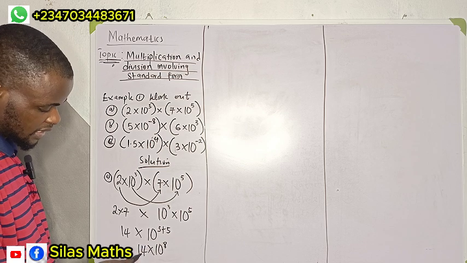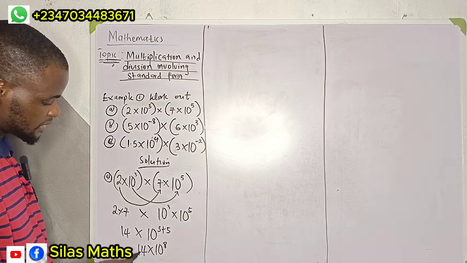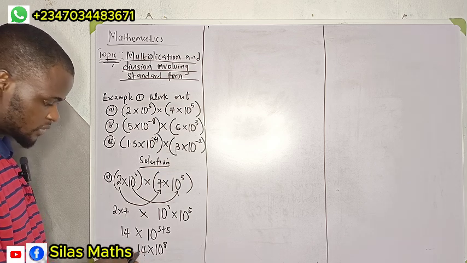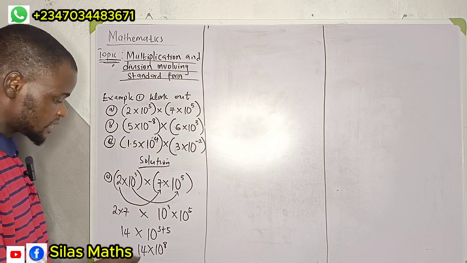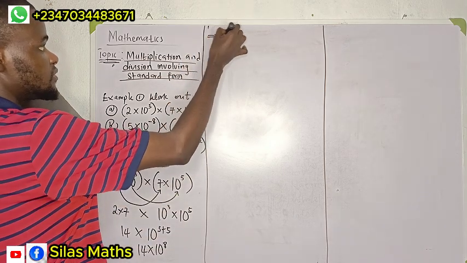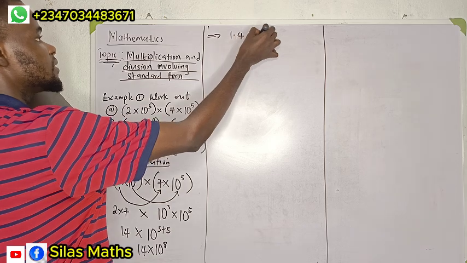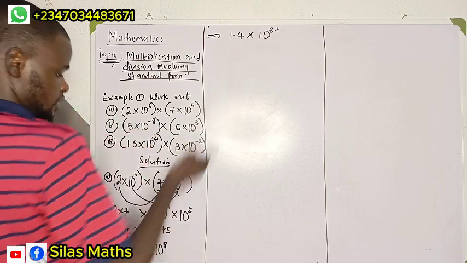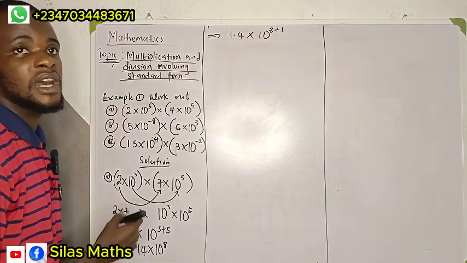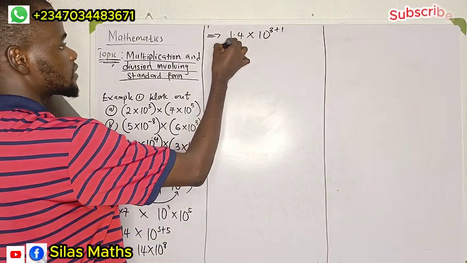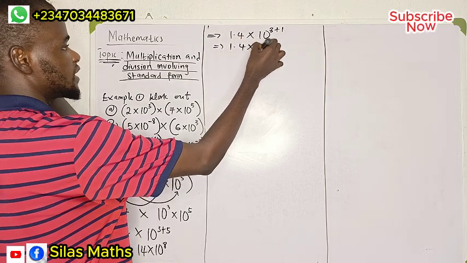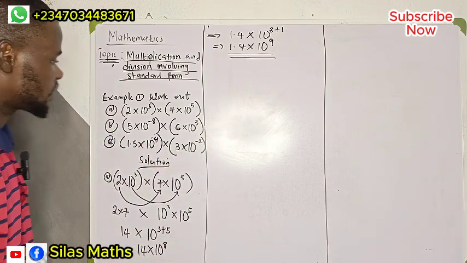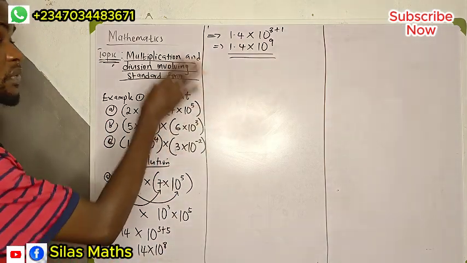But recall that in this number, the decimal point is not after the first non-zero digit, so we're going to move the point forward. This is supposed to give us 1 point something. Since I'm shifting it, this gives me 1.4 times 10. As I move the point, I will add 1 to the power. Yes, I'll add 1 to the power, so this becomes 1.4 times 10 raised to the power of 9. So this is my answer. When I simplify, this is what I'm going to have.